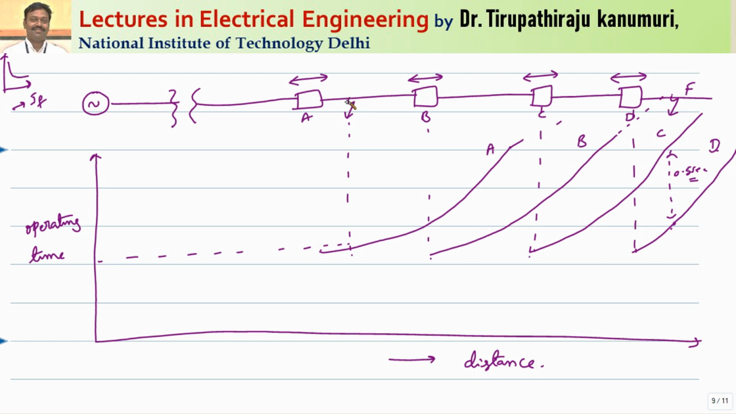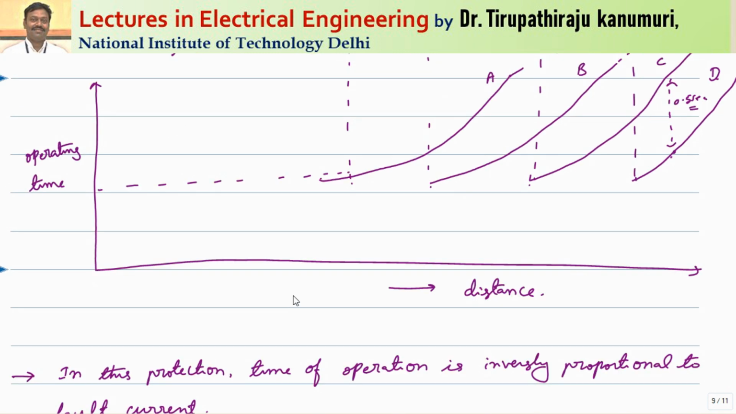For example, if the fault happens near the source, the relay at A will operate in the minimum possible time. Compared to the previous time graded case, which takes around 2 or 3 seconds, here it will take only 0.5 seconds. So this is the advantage of going for inverse time relay characteristics. I hope this is clear to you.